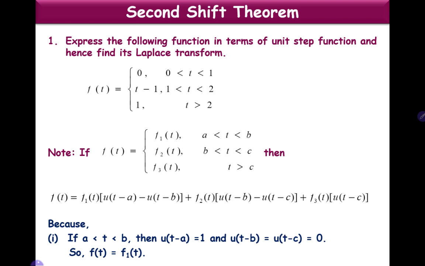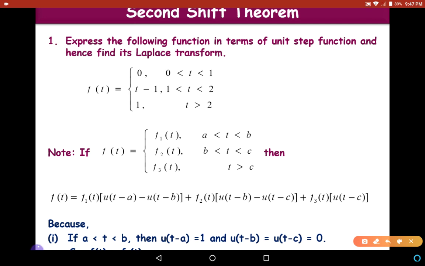So now see here, u of t minus a is 1. This is 1. This is 0. This is 0. u of t minus c is 0. So we have only f1 of t. So in the interval a less than t less than b, f of t is equal to f1 of t. Okay. So that is proved there. Now let us take another interval, b less than t less than c.